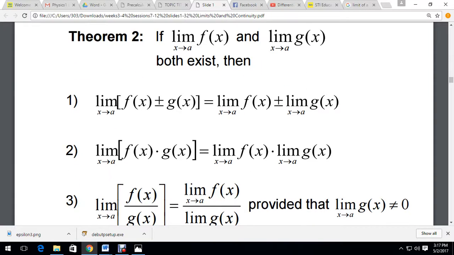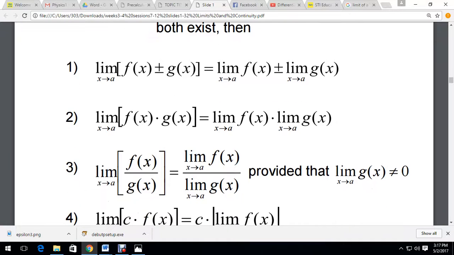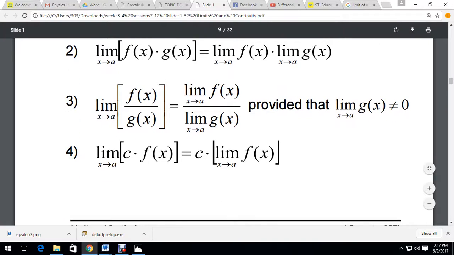Also, the limit of the product of the two functions is equal to the product of the limits of the two functions. Number 3, the limit of the quotient of the two functions is equal to the quotient of the limits of the two functions, provided that the limit of g of x is not equal to 0. If you have the form of the function wherein you have f of x multiplied by a constant, that is the same as saying c times the limit of f of x.